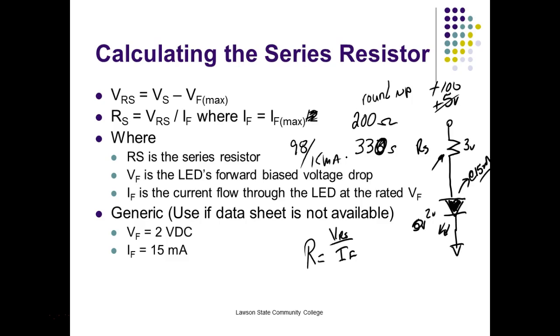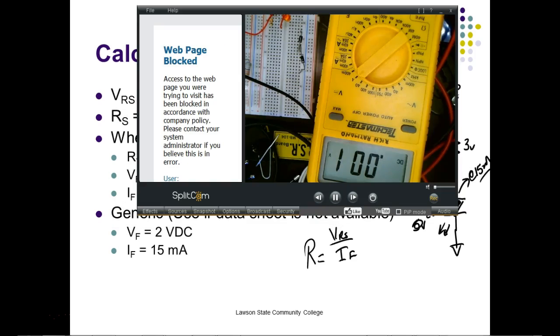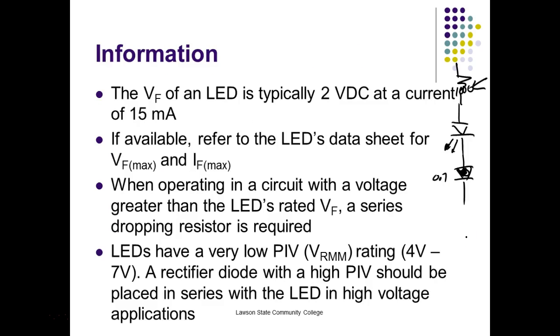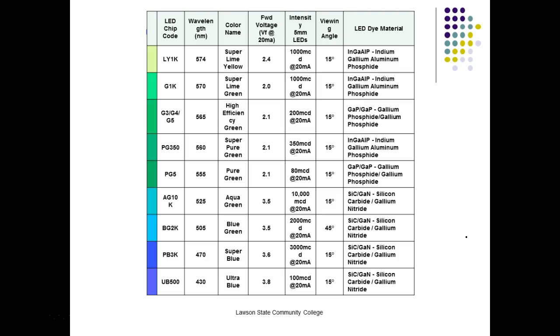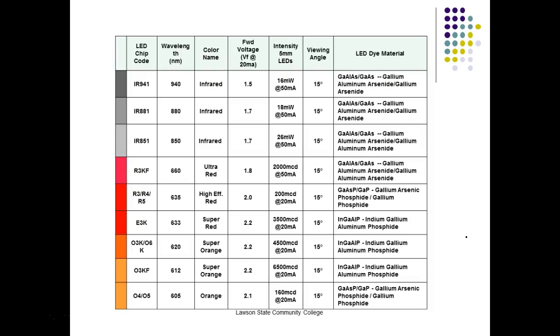So if you know the VF of the diode, and by the way, if you notice that sheet, that's one of the things that it gave you over here on the right hand side. It gave you the VF. So if we don't know it, we use 2 volts, and then it gives us the maximum current flow. So 50 milliamps would be good, right? Understand that? Just about every one of them is 20. But you notice as we go through the chart, 2 volts is a pretty good approximation if you don't have the data sheet.